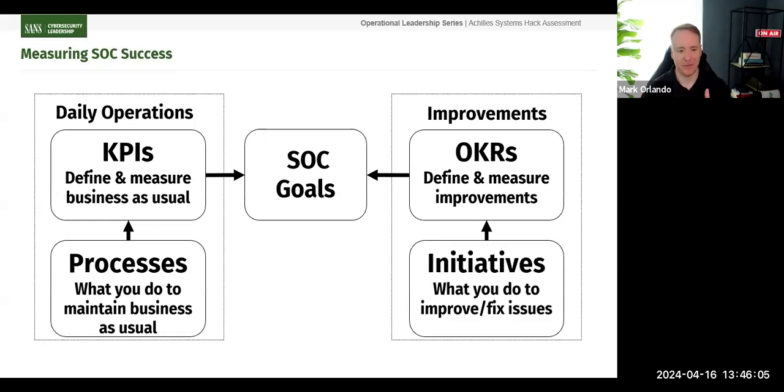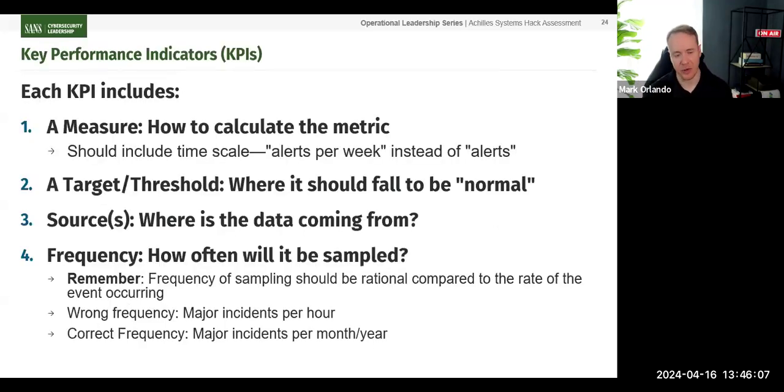So let's talk about these two measurement types in a little bit more detail, starting with KPIs, key performance indicators. For each KPI, we need to figure out what it is we're measuring, right? Alerts per week. This is separate from any criteria like, is this good? Is this bad? It's strictly the thing we're measuring. We should also, on top of that, have some kind of target or threshold. So out of alerts per week or incidents per week or per month, here is where it needs to fall in order for us to consider it normal.